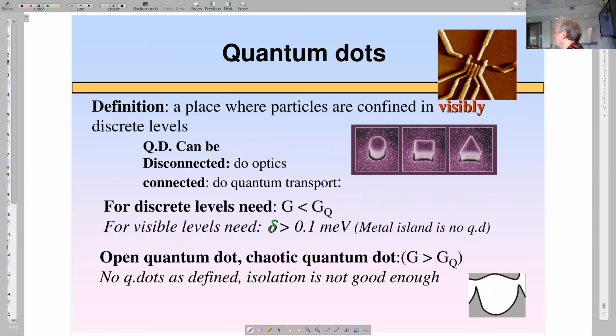Quantum dot. Let me start with a definition, which might be a bit boring, but practical. What is a quantum dot? A quantum dot is a place where particles, usually electrons, are confined in visibly discrete levels. Why does it have to be visible? It is a part of the definition.